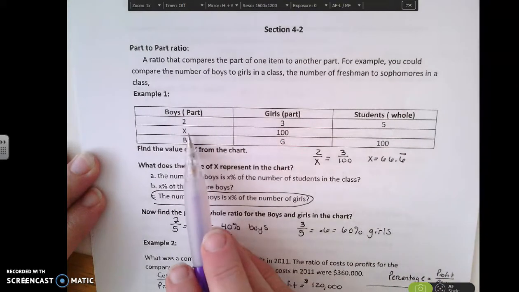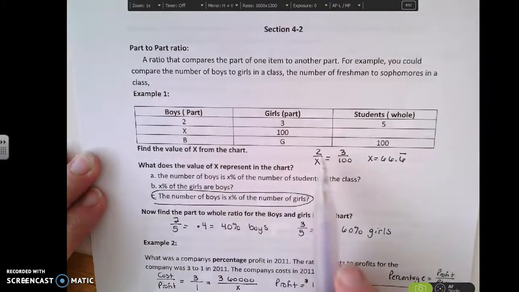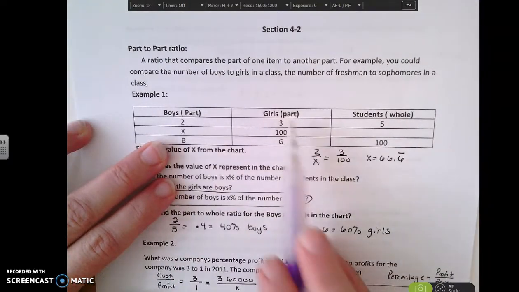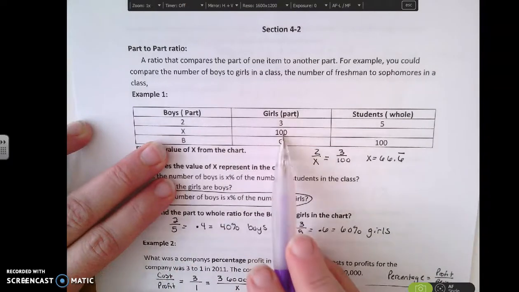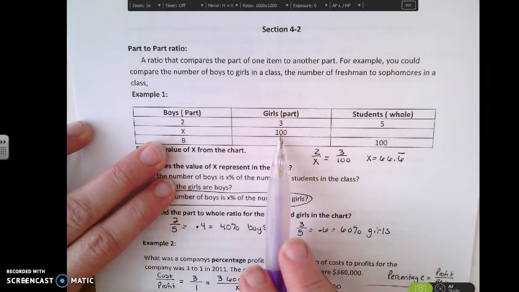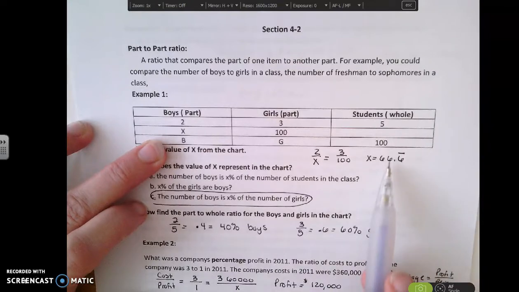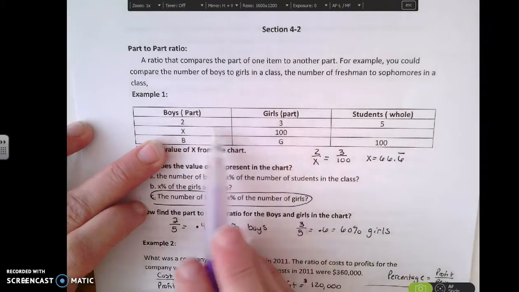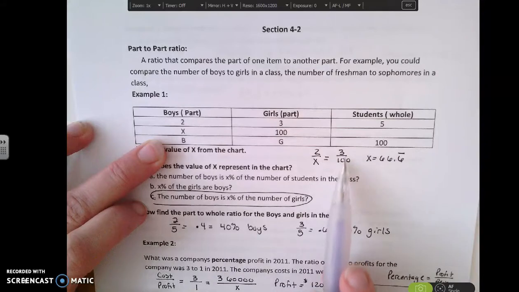So if I wanted you to find x, I could set up my ratio 2 over x, 3 over 100, and I could cross multiply, and x is 66.6. So what that's telling us is that because it's per 100, the 66.6, the number of boys is 66% of the number of girls, because I'm comparing boys to girls since the girls is 3.